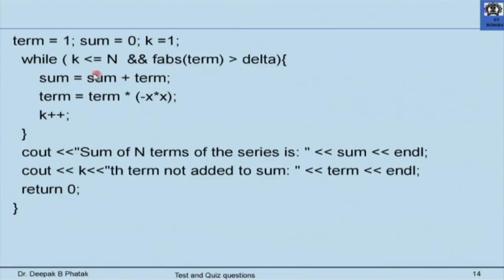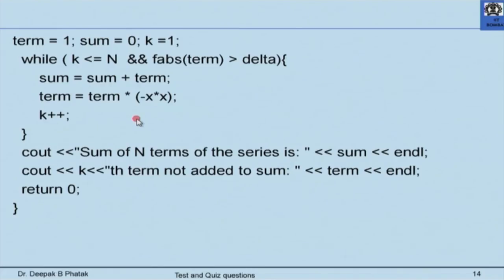So, while k is less than or equal to n and while the absolute value is greater than delta, I must continue doing this. Please note the function used is fabs. The floating point absolute value is typically determined by fabs and not abs. Sum is equal to sum plus term, term is equal to term into minus x star x.